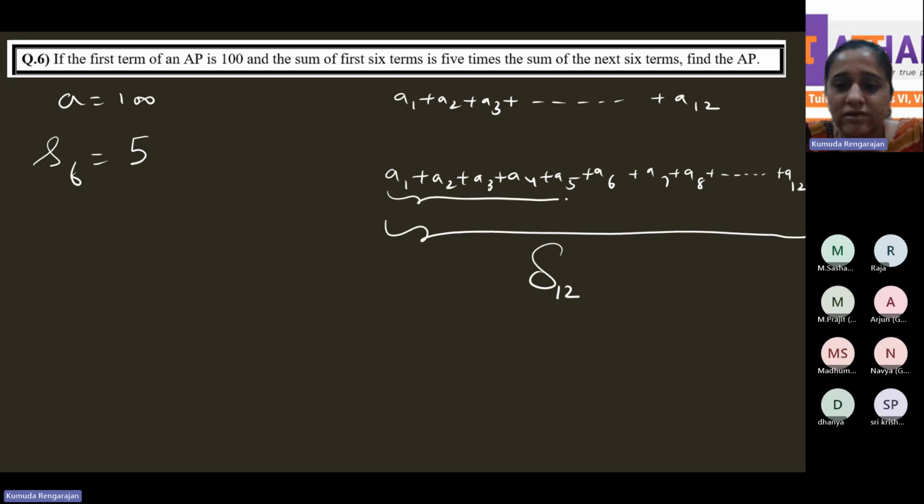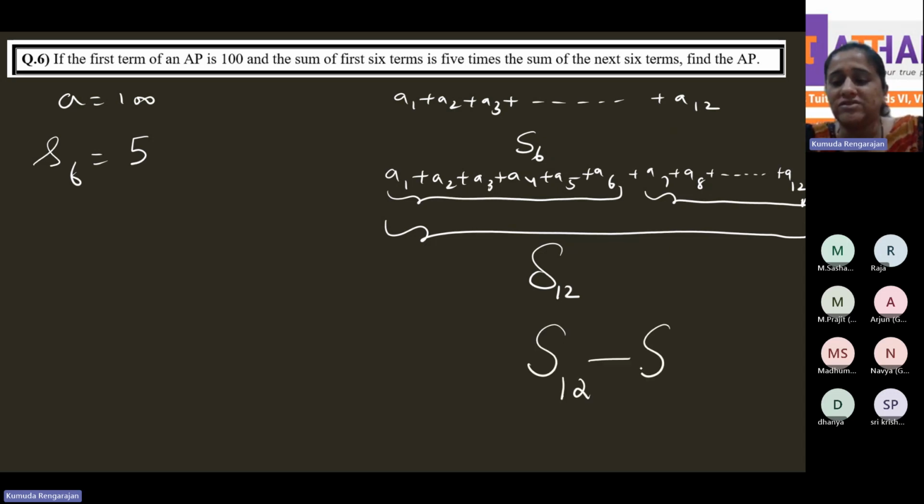And this one is the sum of the first 6 terms. And this is the sum of the next 6 terms. So how can you express that? The sum of the next 6 terms is nothing but the sum of the first 12 terms minus the sum of the first 6 terms. The sum of the first 12 terms minus the sum of the first 6 terms is equal to the sum of the next 6 terms.